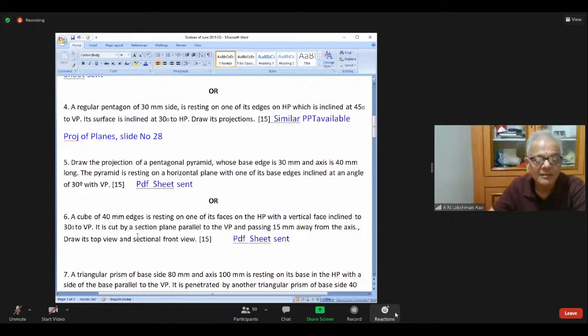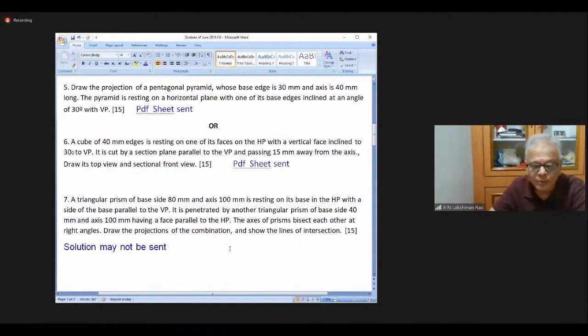6th question. 7th question I am not going to do because it is not the time now. Already interpenetration I said, 2 problems you see, prism to prism, cylinder to cylinder. If it comes, if you cannot do development, do that problem.